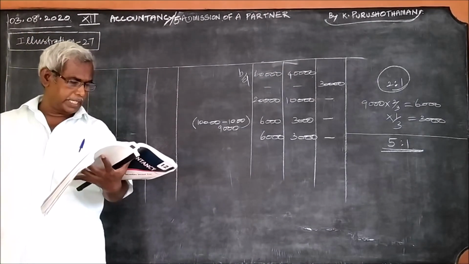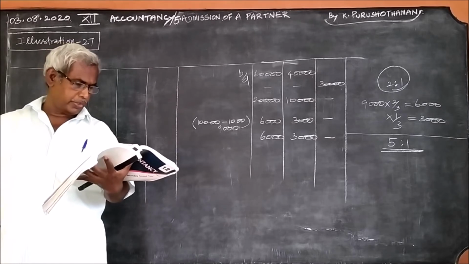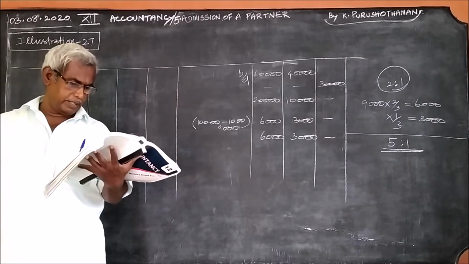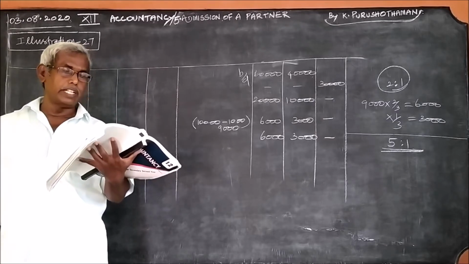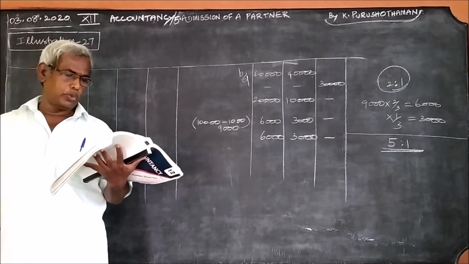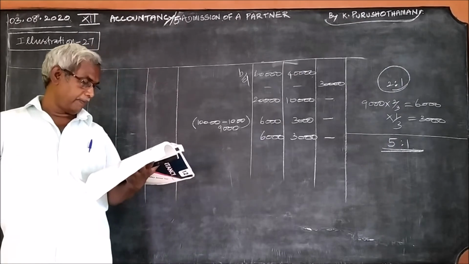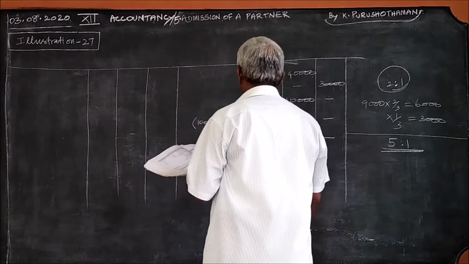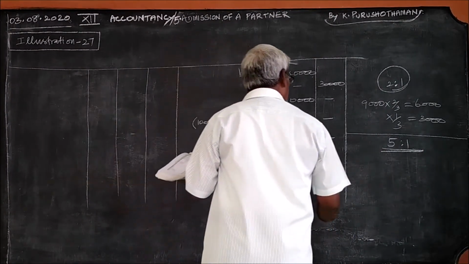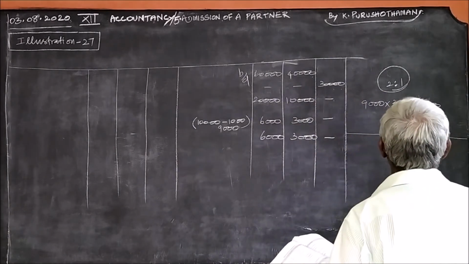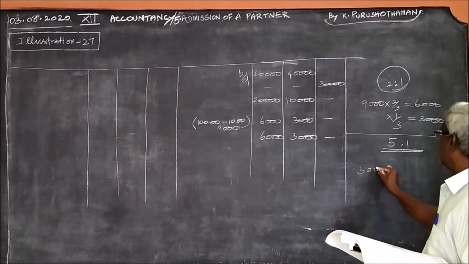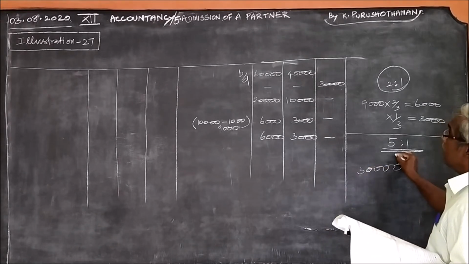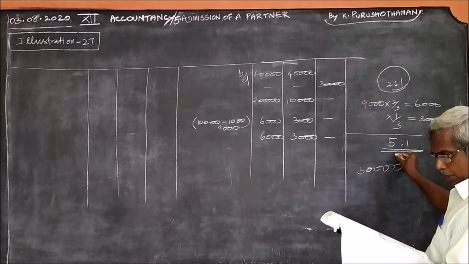For the share of goodwill brought in by the new partner, out of 30,000, how much is brought in by the new partner is 6,000 only. Why? How did we get that 6,000? Out of goodwill 30,000, listen carefully, it is an important point. The new ratio is, out of this, 5:3:2.